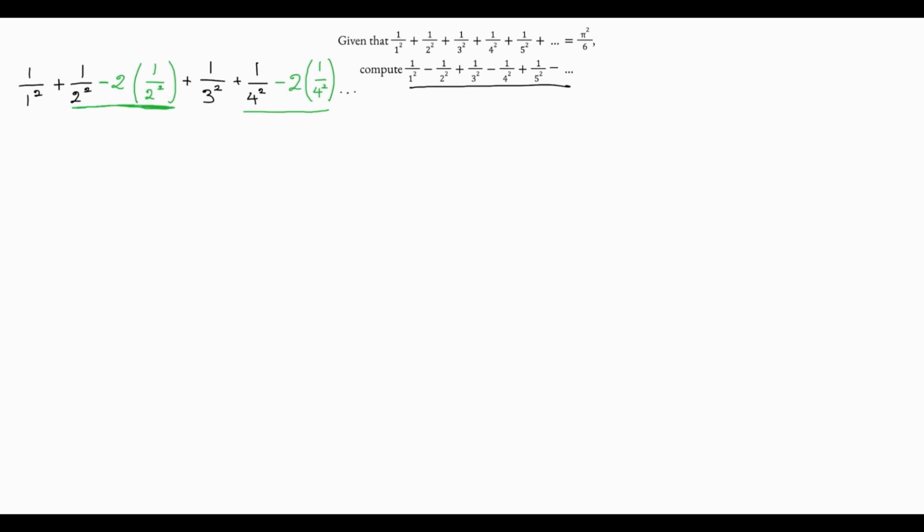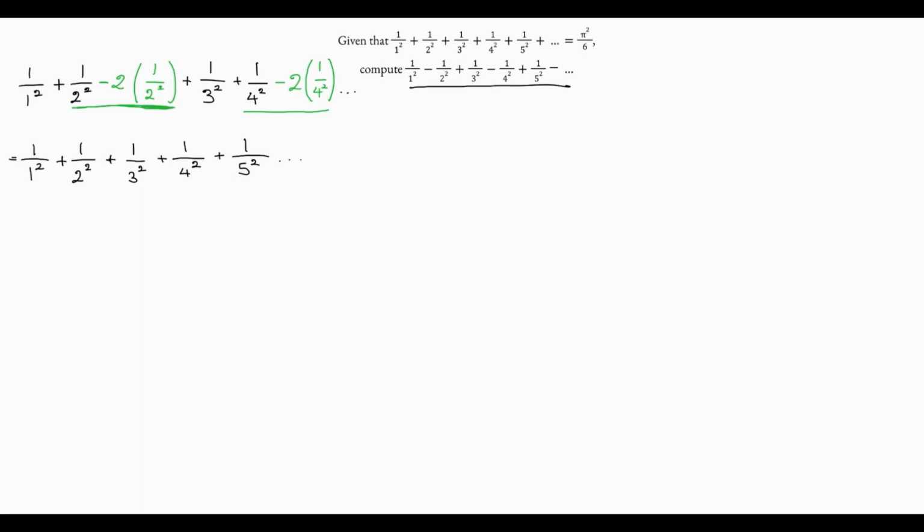Alright, now when we rearrange the terms, we get 1 over 1 squared plus 1 over 2 squared plus 1 over 3 squared plus 1 over 4 squared plus 1 over 5 squared, and this will continue.